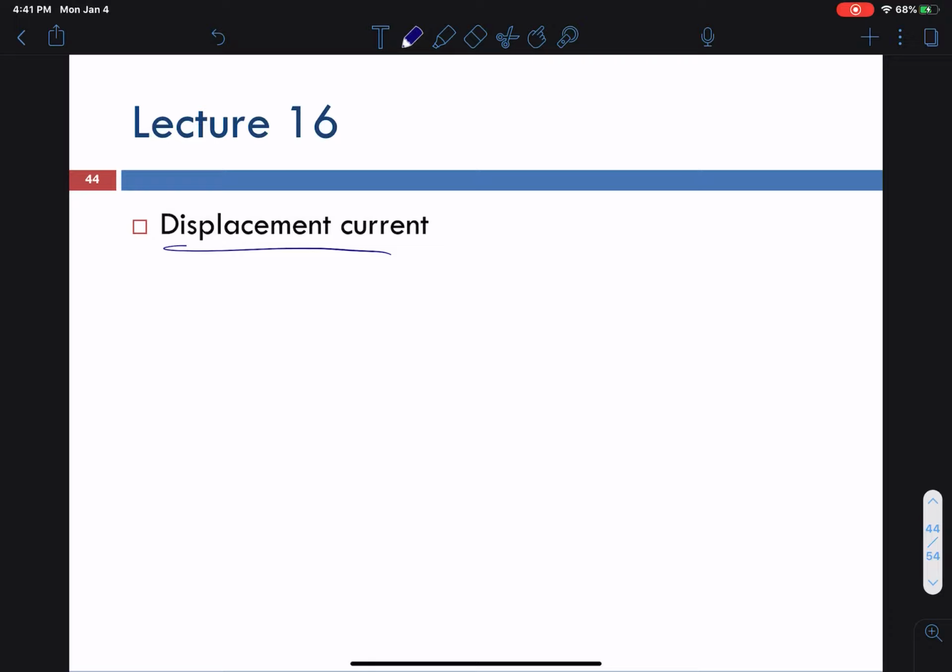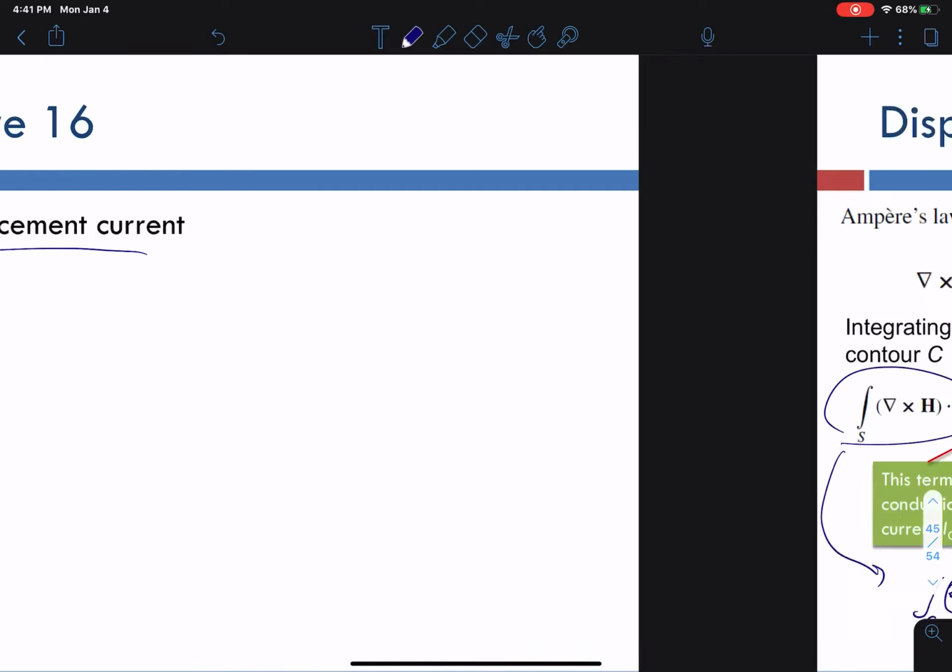So in this lecture, we're going to talk about displacement current. This is a new concept, a new term for all of you.